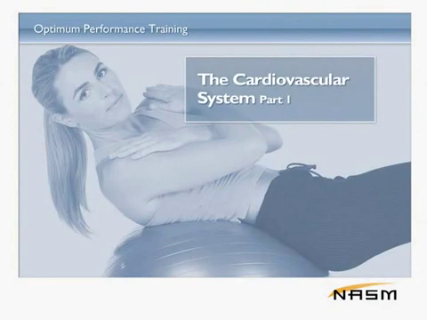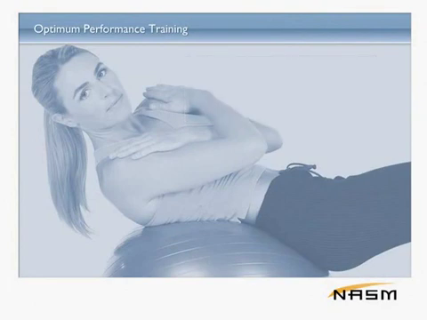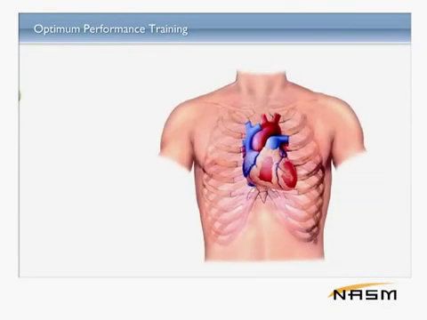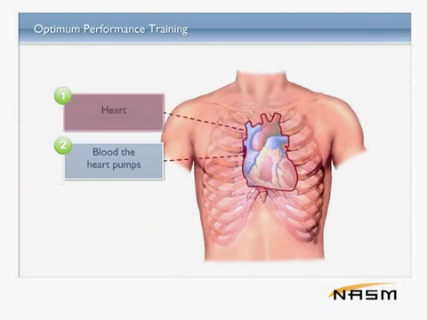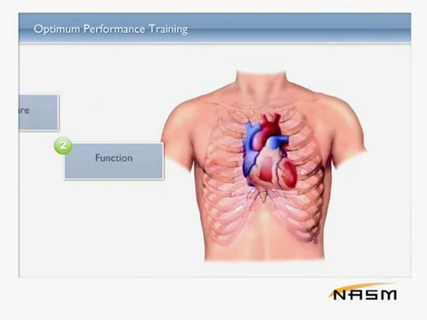The cardiovascular system, Part 1. The cardiovascular system is comprised of the heart, the blood it pumps, and the blood vessels that transport the blood from the heart to the tissues of the body. A basic understanding of the structure and function of the cardiovascular system is necessary to fully understand the kinetic chain.